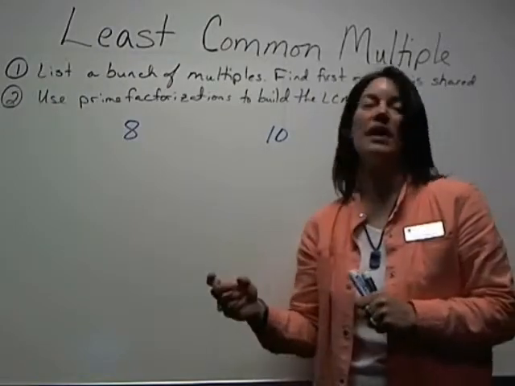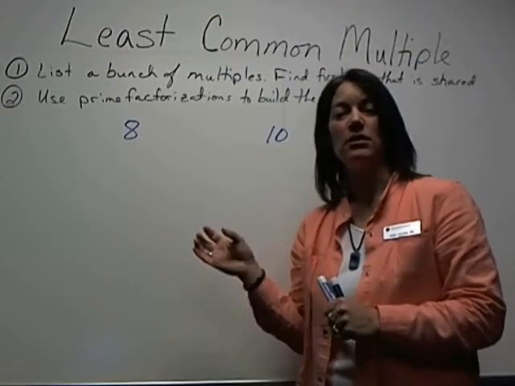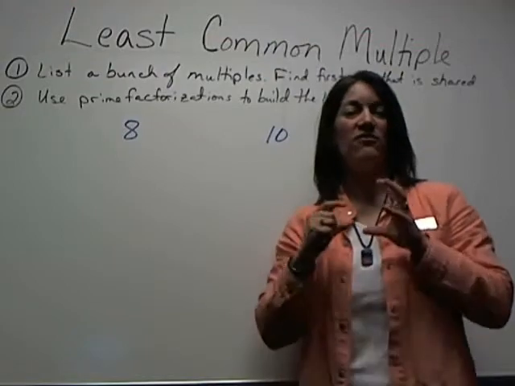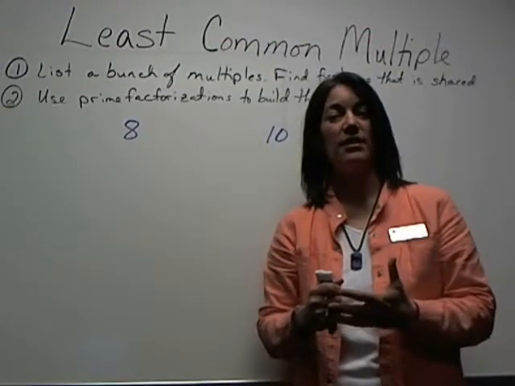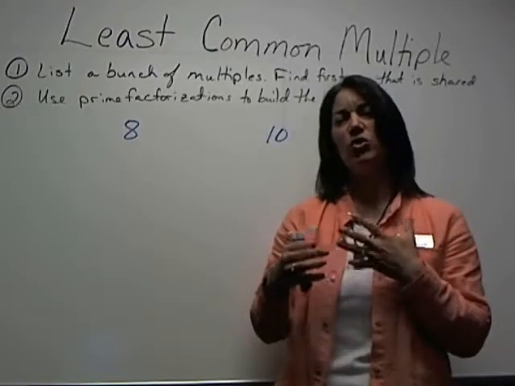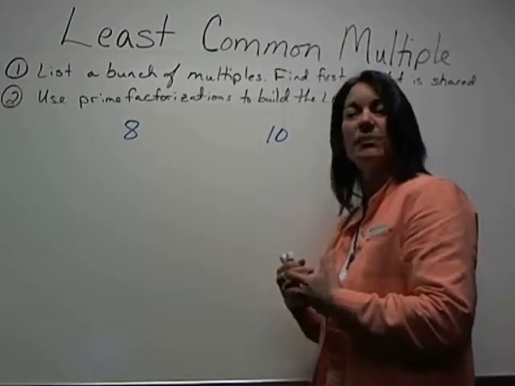Now, if you recall from last week, the prime factorization of each number is unique. That means that there's only one prime factorization for that number, and no other number shares that. But you'll notice that they share common factors. And so we're going to use this idea to build up a multiple that's common and small.